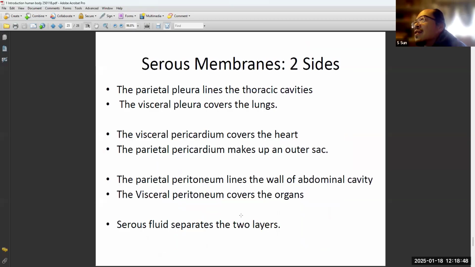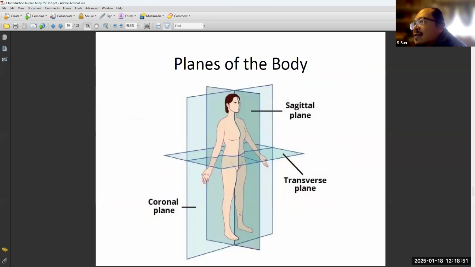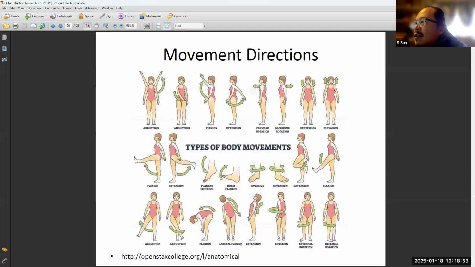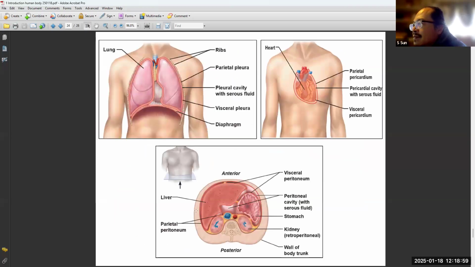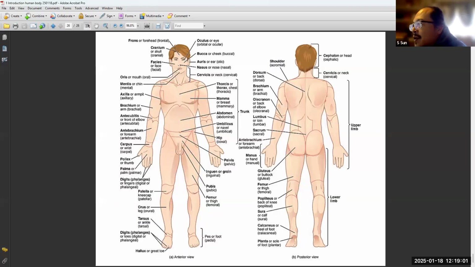Plantar, where do we see it? We see here, plantar flexor right here. Plantar flexor. So this is a plantar. So this is plantar, planta, or sole. So that's that.